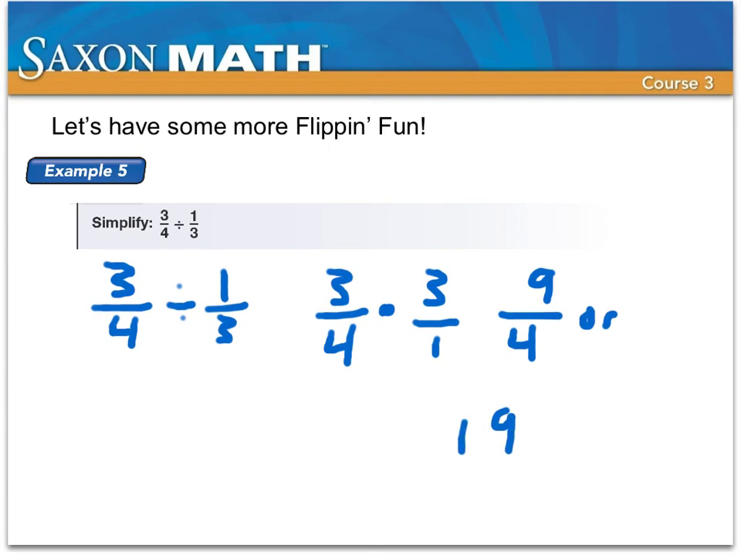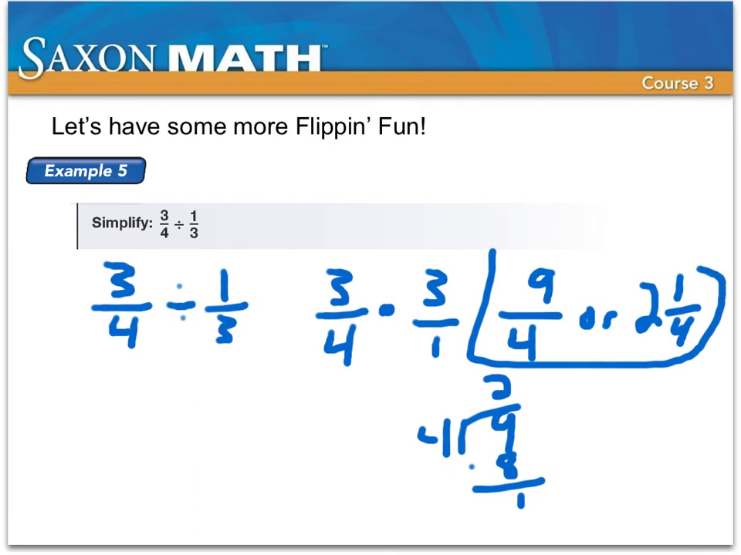I would do that by taking 9 divided by 4, and that goes in there twice, with 1 left over, so it's 2 and 1/4. You don't have to have both answers, but you have to pick one. Okay? So, flippin' fun. Alright, go to your assignment, have some fun multiplying and some flippin' fun dividing.